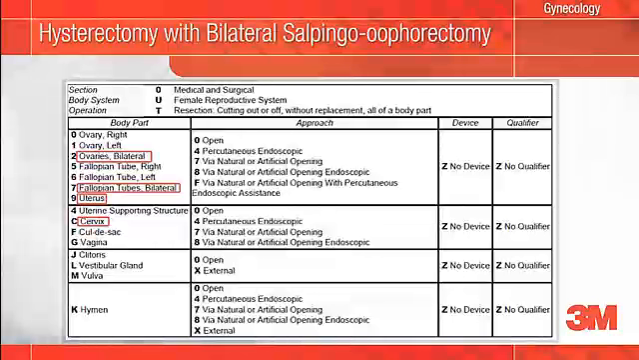1 for the removal of the uterus, another for removal of the cervix, 1 for bilateral ovaries, and the last for bilateral fallopian tubes. The root operation for all of these procedures is resection, which is defined as cutting out or off, without replacement, all of a body part, which in this case includes resection of the uterus, cervix, tubes, and ovaries. In ICD-10 PCS, separate codes are assigned when distinct body parts are removed, as seen in this case.